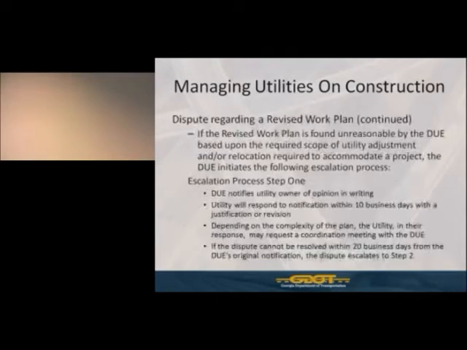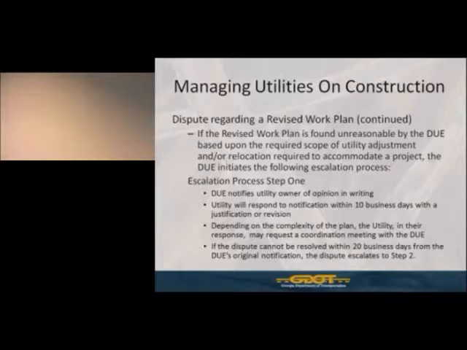So, if we have a revised work plan that's deemed unreasonable by the district utility office based upon the required scope of the utility adjustment or relocation required to accommodate a project, and we can't come to a resolution, then the district utility engineer is going to escalate the revised work plan issue or utility adjustment schedule to step 1. This process starts when he notifies the utility owner of that opinion in writing that the work plan or adjustment schedule is not acceptable. The utility owner will have 10 business days to respond to this notification with additional justification or with a revision to their schedule and work plan.